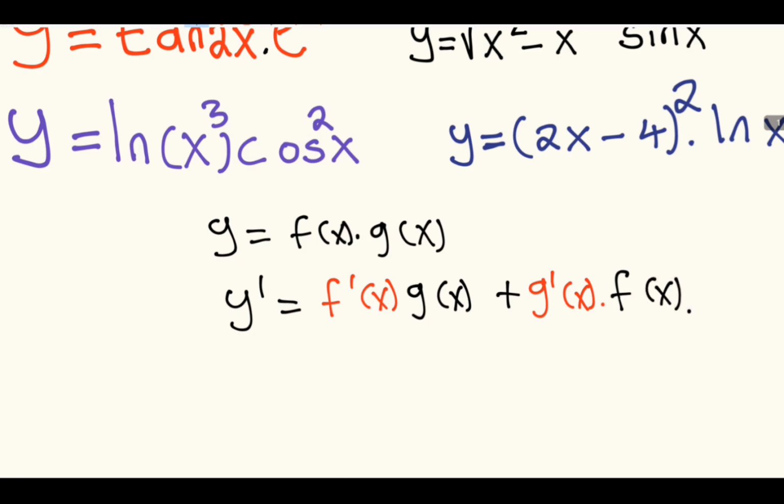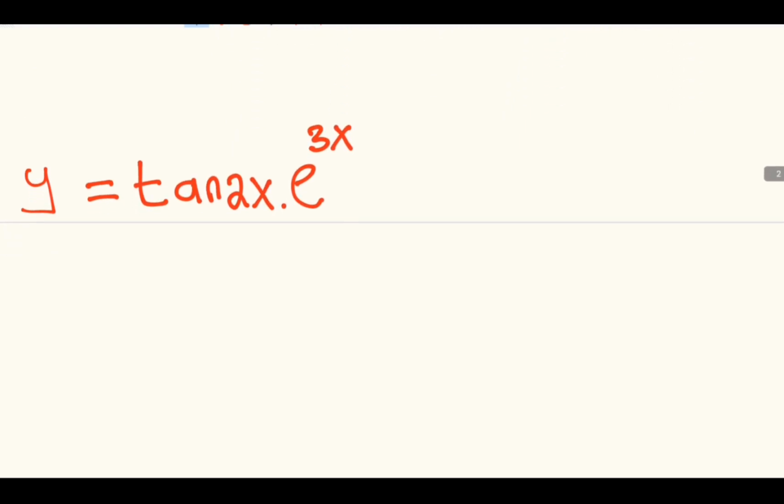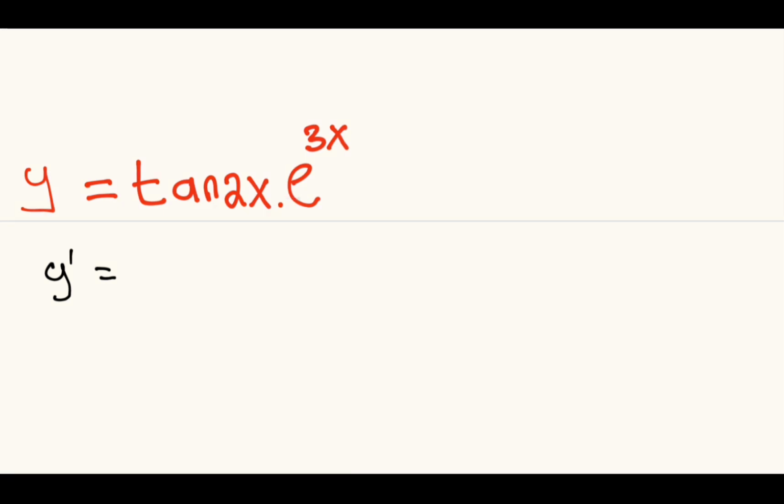So in this case, for the first question, we have y equals tan 2x multiplied by e to the power 3x. If we are going to differentiate this, the derivative of y will be equal to the derivative of tan 2x multiplied by the original function e to the power 3x, plus the derivative of e to the power 3x multiplied by the original function tan 2x.